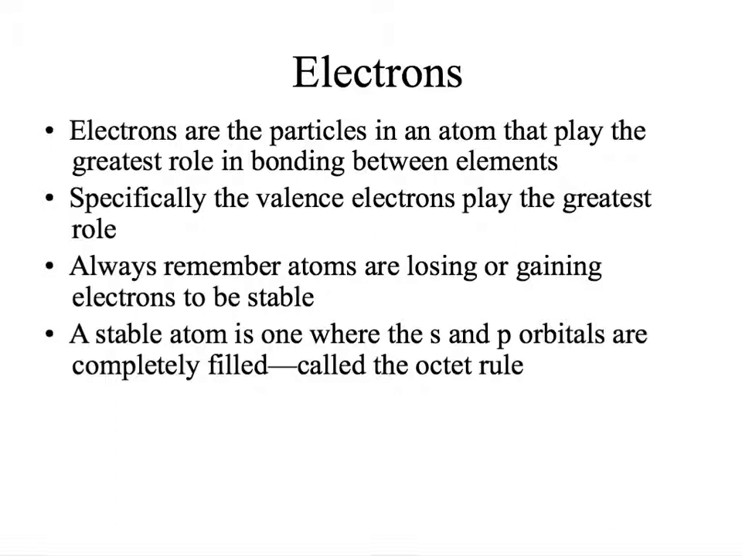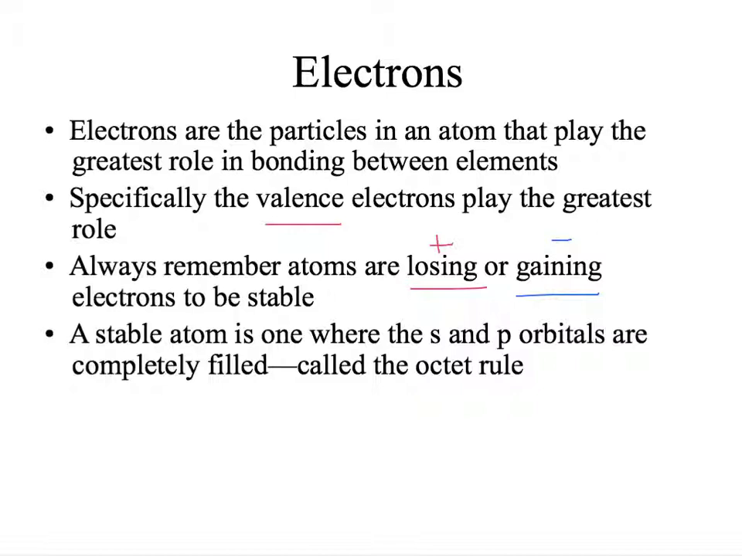So you need to understand that the most important particle when we're dealing with bonding is what's going on with their electrons. That's how they interact with each other. Specifically, it's going to be the valence electrons that play the greatest role when these elements will bond together. Always remember atoms are losing or gaining electrons. So losing means they become positive. We kind of went through that with the periodic table. Gaining means they're going to become negative, meaning they're going to have more electrons than they do protons.